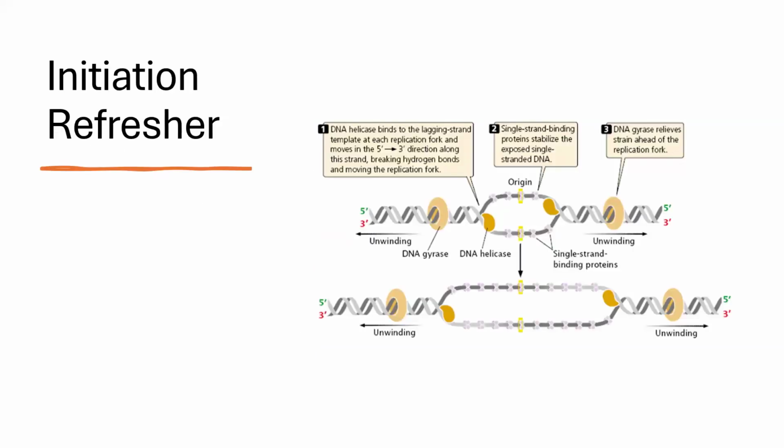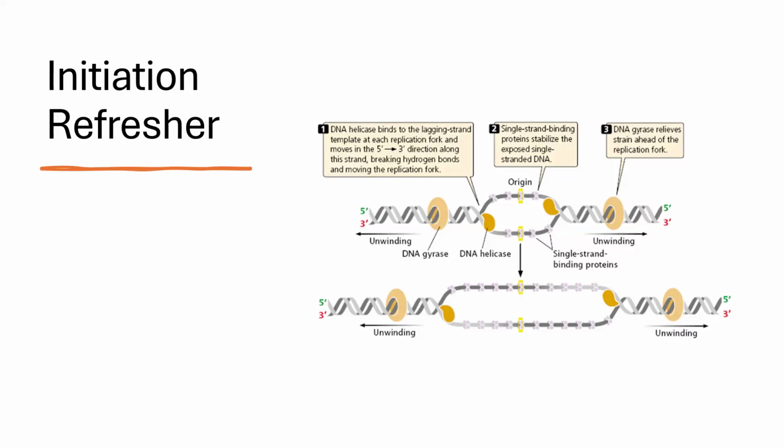To refresh you on what you have already watched, the beginning of replication in prokaryotes and eukaryotes is at the origin of replication. In prokaryotes, there's one origin. In eukaryotes, there are multiple. DNA gyrase is going to come in and relieve that supercoil stress, which is going to allow other enzymes access to the DNA. DNA helicase is going to unzip the double strands. Your single-stranded binding proteins are going to keep the two strands from going back together.